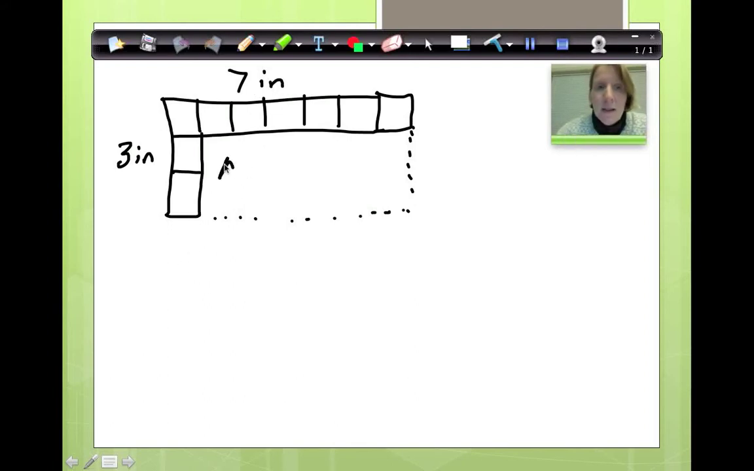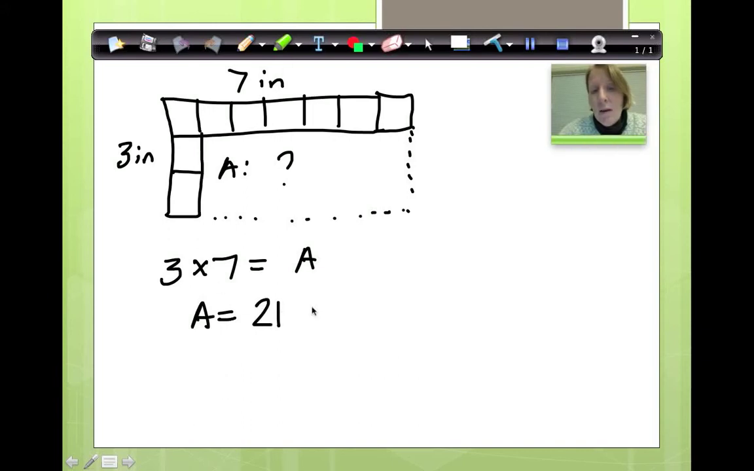This is the thing we don't know. Well, this times this would give us the area, right? 3 times 7 equals my area. My area is 21 square inches. Right? That means that there's 21 squares inside that rectangle. I didn't even have to draw the whole grid.